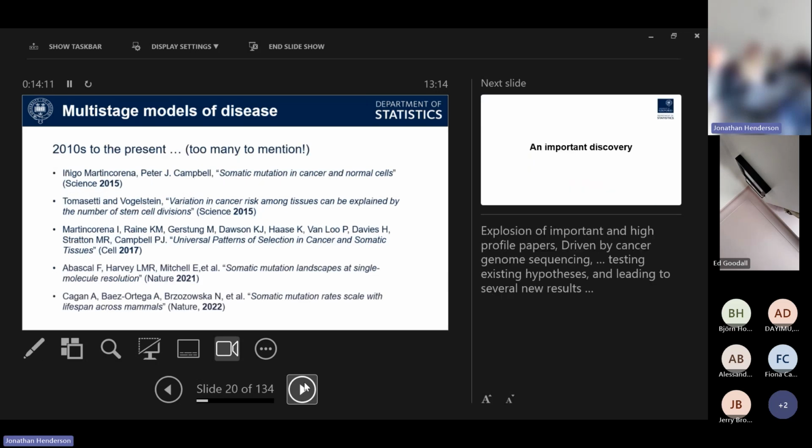But it was really in the mid-2010s when there was an explosion of interest in this topic of multi-stage cancer processes. And I think this occurred because of the ease with which one could start to sequence the genetic information in these cancers and actually experimentally determine what was going on. I do recommend you take a look at these articles. They're all beautifully written and absolutely fascinating.